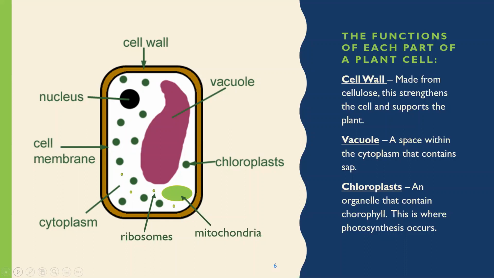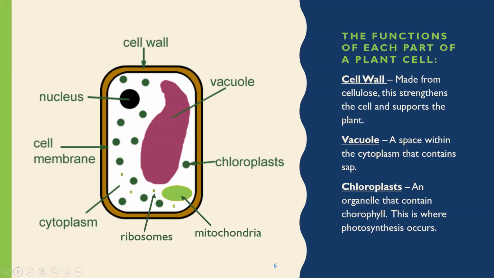So let's have a look, the cell wall. We still have a cell membrane in a plant cell, but we also have a cell wall, and this is made from cellulose. The function of the cell wall is to strengthen the cell and support the plant. We also have a vacuole, which you can see there on the diagram. This is a space within the cytoplasm that contains sap, and it's also vital for keeping the structure of the cell.